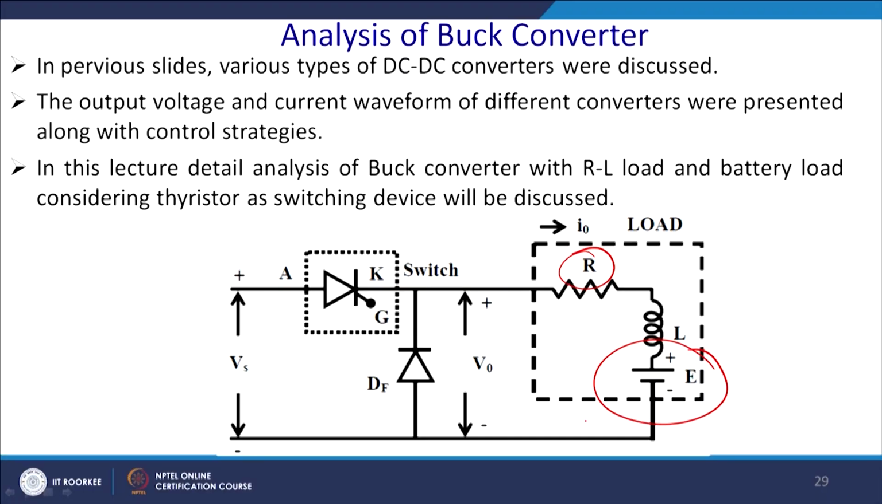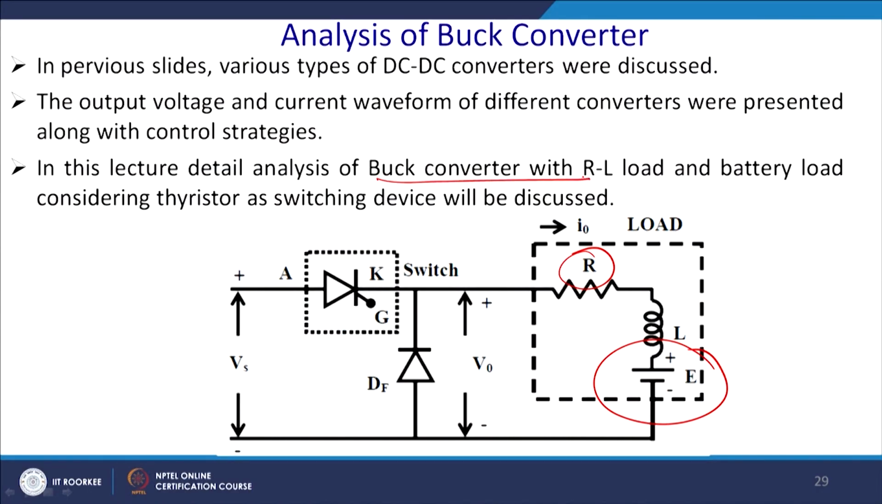We have already discussed various types of DC to DC converter. Now, let us discuss the buck converter. The output voltage and current of the DC to DC converter and the strategies have already been discussed. So, in this lecture, detailed analysis of the buck converter with RL load, RL and back EMF or battery has been considered, and thyristors as a switching device has been discussed. Since it is a thyristor, we require forced commutation, otherwise it will continue to flow.